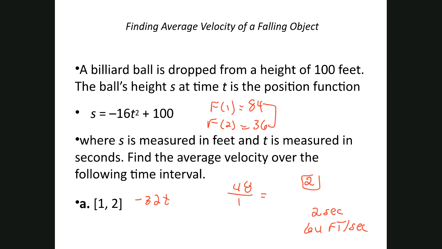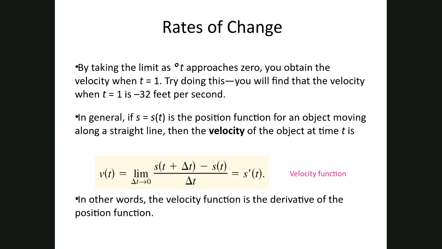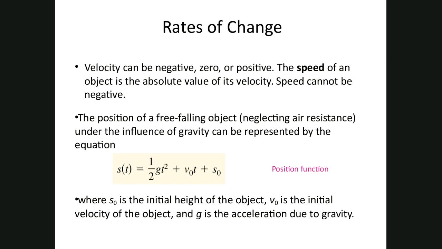Average velocity, change in distance over change in time, and what did this really turn out to be? Isn't that slope? When you think about it, you just go 84 minus 36 over 1 minus 2. It's basically slope is average velocity. And then we could also do limits, and we don't want to do that because it takes forever and a day. Okay, so we don't want to do that part.